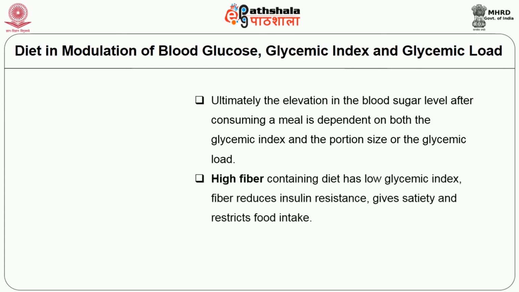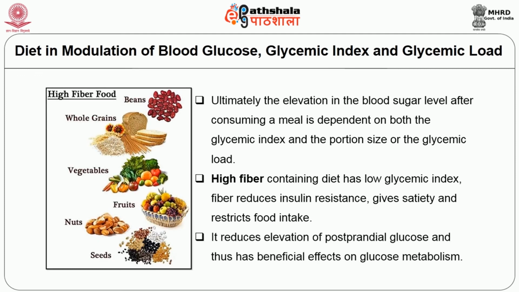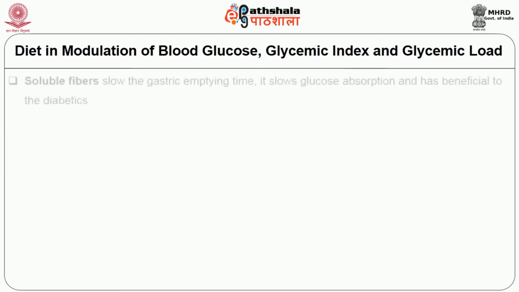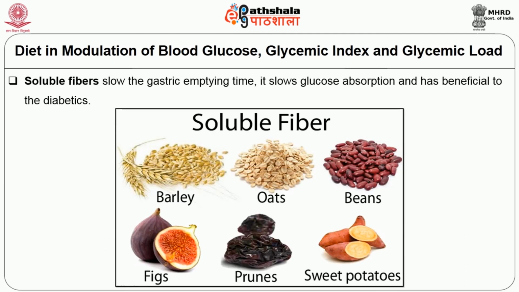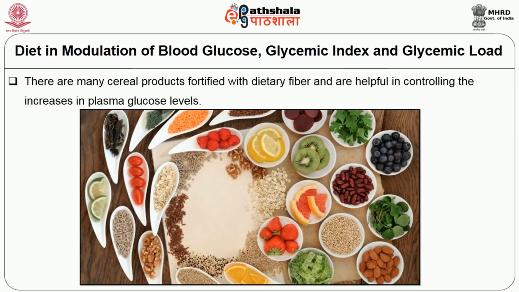A high fiber diet has a low glycemic index, and fiber reduces insulin resistance and gives satiety, restricting food intake. It reduces elevation of postprandial glucose and thus has beneficial effects on glucose metabolism. In addition, soluble fibers slow the gastric emptying time and slow glucose absorption, which has a beneficial effect in diabetes. There are many cereal products fortified with dietary fiber, and these are helpful in controlling increases in plasma glucose levels.